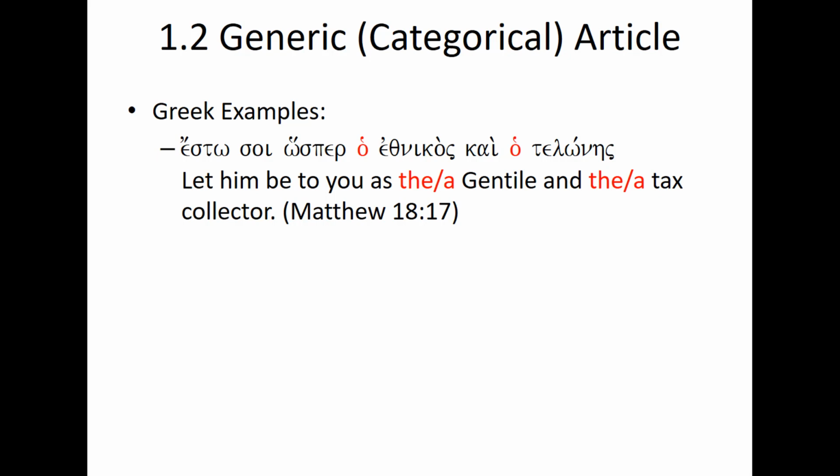So, for example, Matthew 18:17, esto soi hosper ho ethnikos kai ho telones. Let him be to you like ho ethnikos, like the Gentile, like a Gentile, and ho telones, and the tax collector. So here we're not talking about an individual, so it's not an individualizing article, but it's a categorical article pointing to this larger category, this larger class, the Gentile type of class, the tax collector type of class.